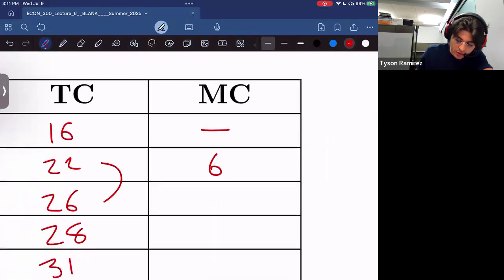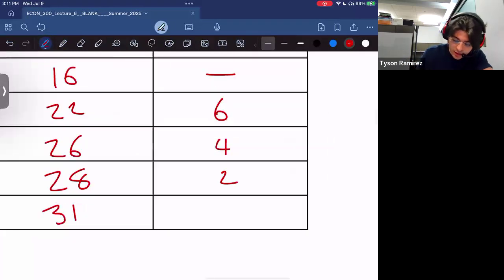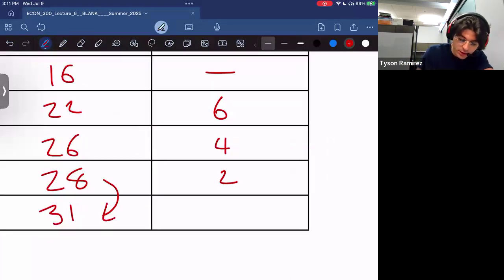And then we do the same thing. What about from the second to the third unit? Our cost increases from 22 to 26. So we have a marginal cost of 4. And then again, from the third to the fourth unit, the marginal cost of the fourth unit is 2. And then for the last unit, we go from 28 to 31. I'm sorry, 31. And so we get a marginal cost of 3.